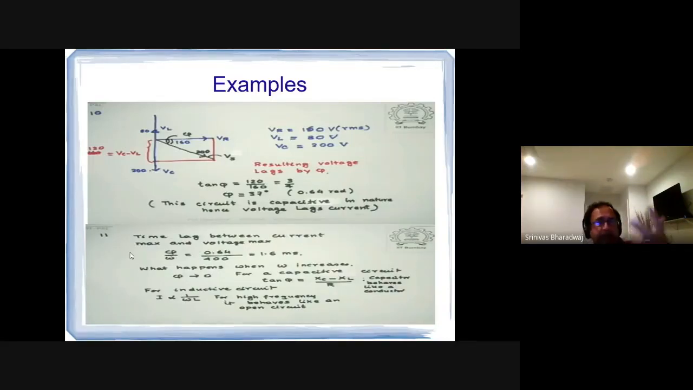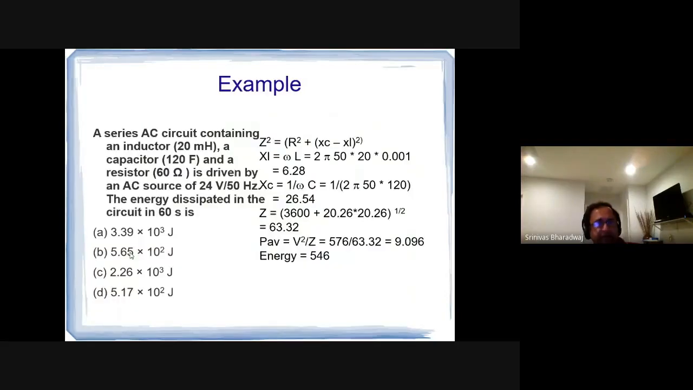Then remember the material we discussed with respect to the bandwidth and then the phase. So these are the key ideas that go into this material. Therefore, let's look at this simple question. A series AC circuit containing an inductor and a capacitor and a resistor is driven by an AC source of 24 volts, 50 hertz.